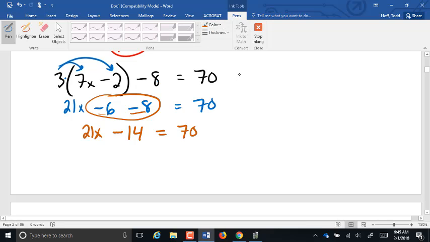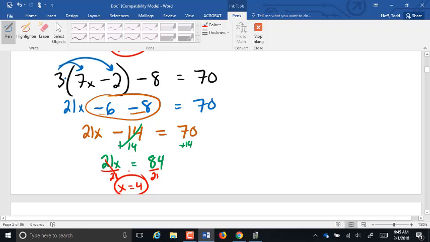Then what? We add 14. So 21x equals 84. And then divide by 21. X equals 4.